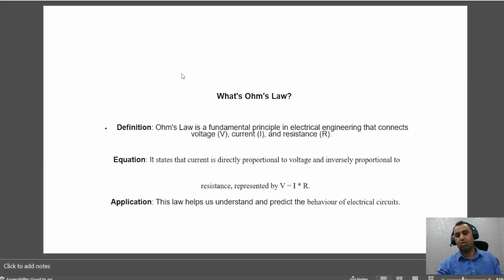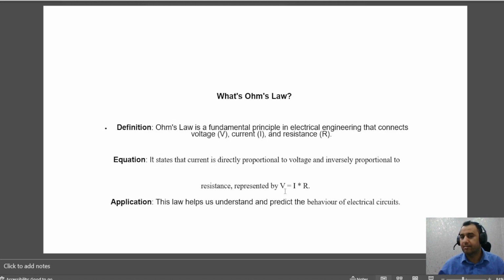What's Ohm's law? The definition: Ohm's law is a fundamental principle in electrical engineering that connects voltage, current, and resistance. It states that the current is directly proportional to voltage and inversely proportional to resistance, represented by the equation voltage equals current times resistance.